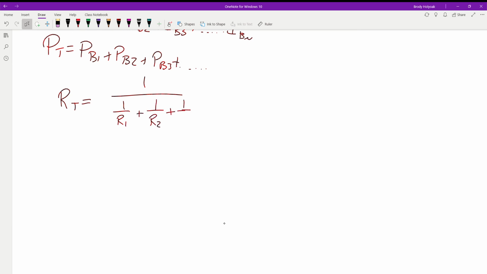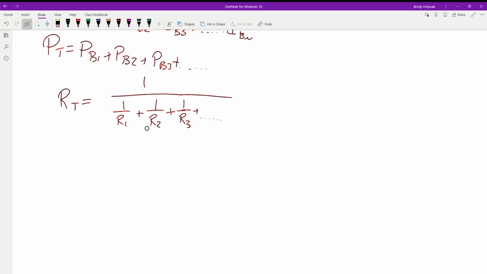How does that make sense? R1 plus R2 plus R2. So any resistance you have in parallel, you're going to use this reciprocal method. You take the reciprocal of the value, add it together, and then take the reciprocal of that.